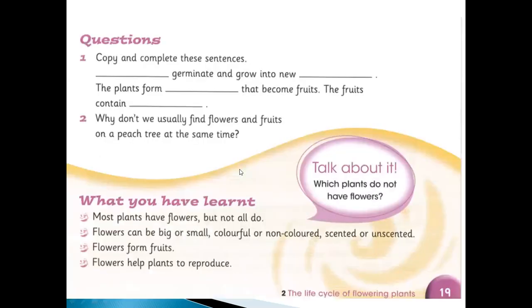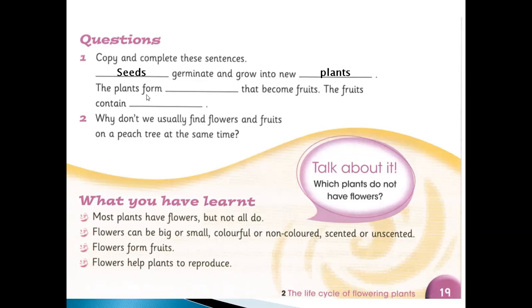Okay. After this, the exercise: copy and complete these sentences. Blank, germinate and grow into what? Seeds, obviously. Seeds germinate and grow into new plants. This is the first step. From the seed, the plant process starts and changes into the plant.